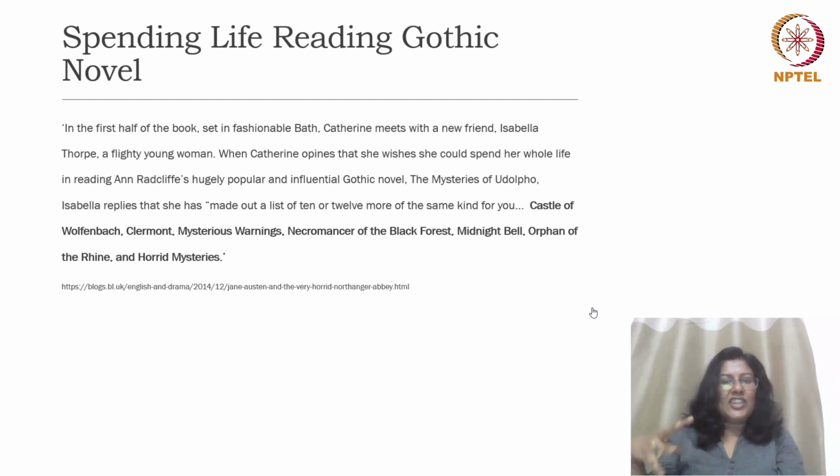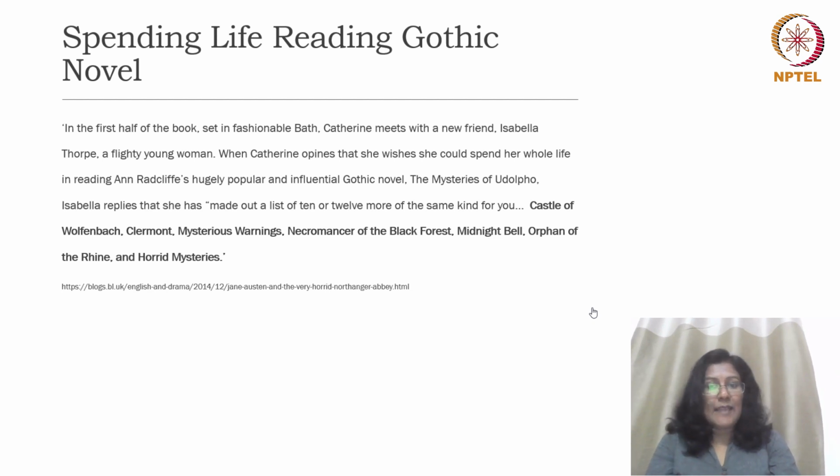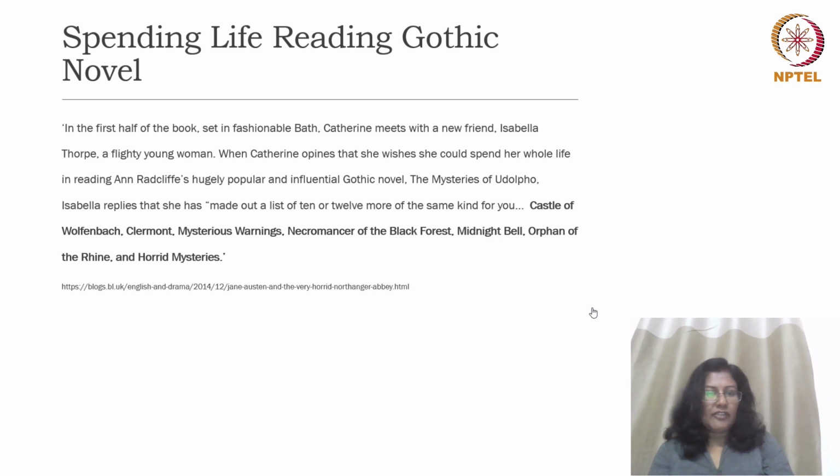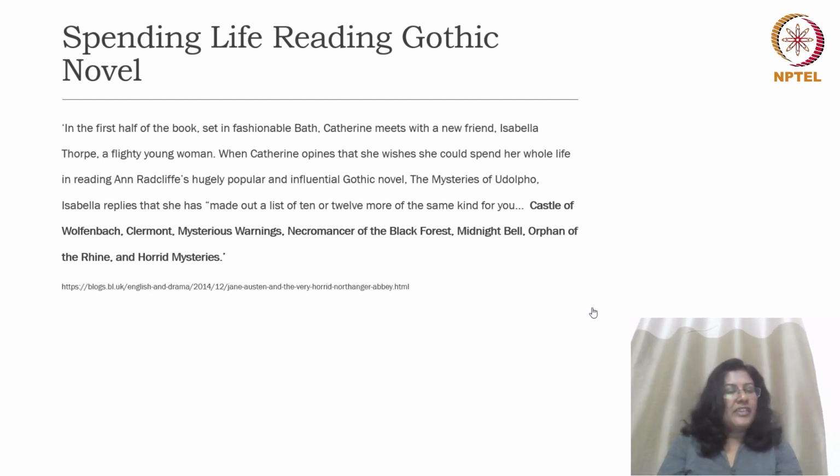When Catherine opines that she wishes she could spend her whole life reading Anne Radcliffe's hugely popular and influential Gothic novel, The Mysteries of Udolpho, Isabella replies that she has made out a list of 10 or 12 more of the same kind for you: Castle of Wolfenbach, Claremont, Mysterious Warnings, Necromancer of the Black Forest, Midnight Bell, Orphan of the Rhine, Horrid Mystery. So these are all titles of Gothic fiction, and she offers this list to her new best friend, Catherine Morland. And you can see how friendships are formed through this kind of exchange.